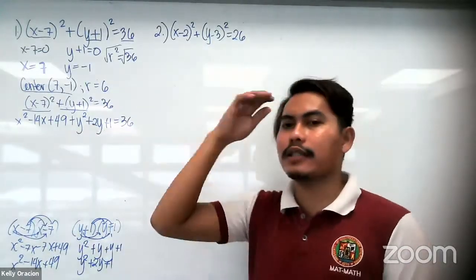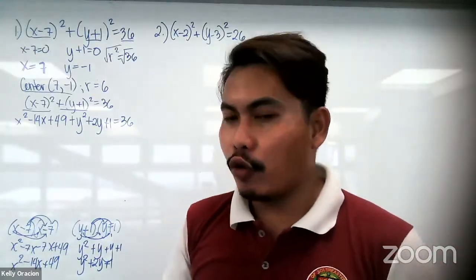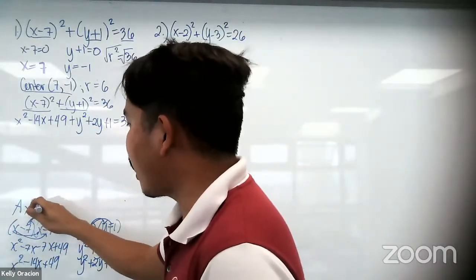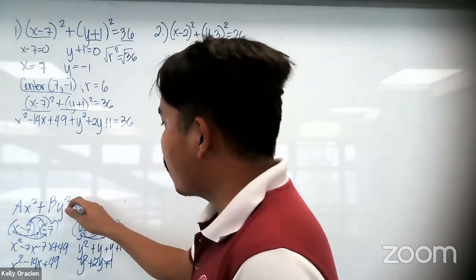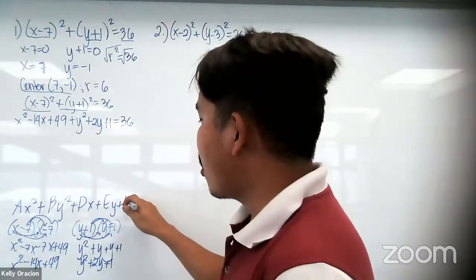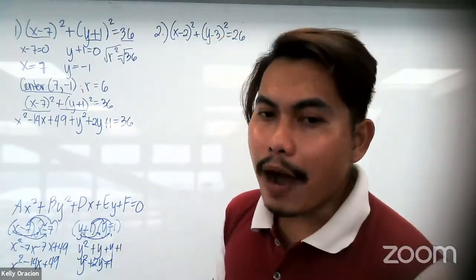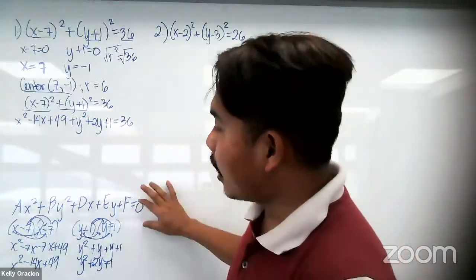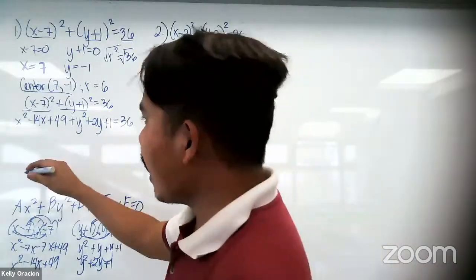And after this process, you need to combine like terms. And our answer should look like this. Take note of the general form of a circle. We have here Ax squared plus By squared plus Dx plus Ey plus F. This is the general form of the circle. Now, our answer should also look like this. This is the arrangement and the form of our answer. Combine like terms.